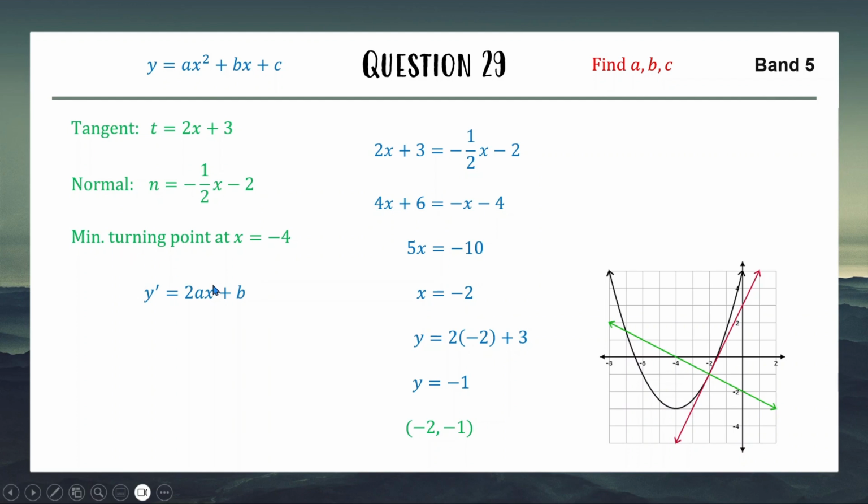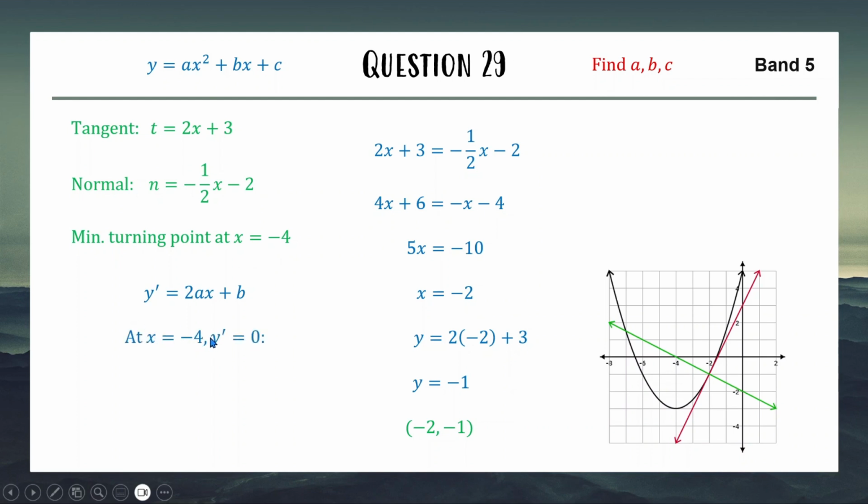Okay, so we're going to take the derivative of the curve, differentiating y equals ax squared plus bx plus c, bringing the 2 down the front to make 2ax, differentiating the bx to be b, and then c just becomes 0. Now, what's good about this is I know that I have a minimum turning point right here when x is equal to -4. And at your minimum turning point, that's where your derivative is equal to 0. So I can sub x equals -4 into my derivative, and I can set this equal to 0 because I know it's a minimum turning point.